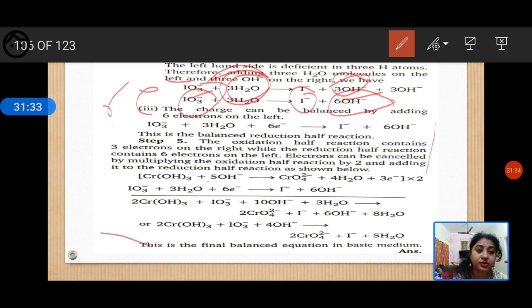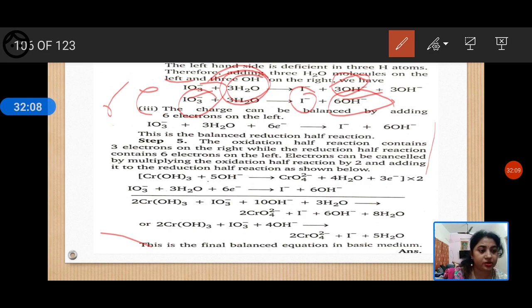The oxidation half reaction contains 3 electrons on the right, while the reduction half reaction contains 6 electrons on the left. Electrons can be cancelled by multiplying the oxidation half reaction by 2 and adding it to the reduction half reaction as shown below. 6 electrons here, 3 electrons here.